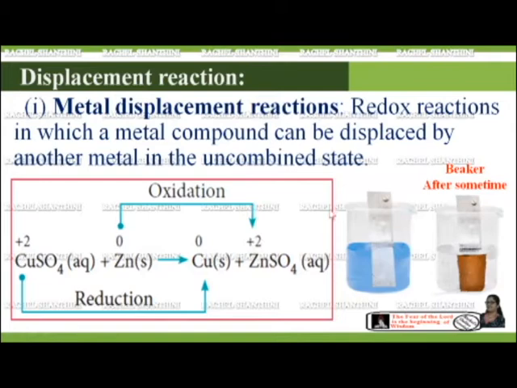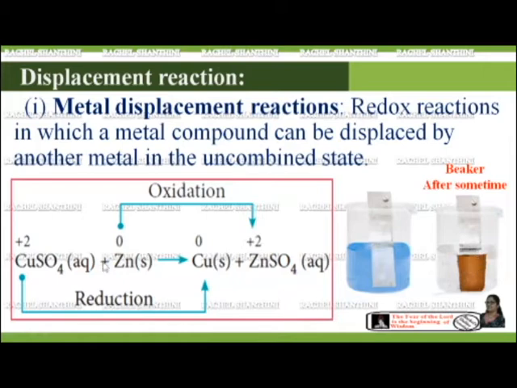Here you could see a beaker containing a blue color solution, which is nothing but copper sulfate solution. Place a zinc metal strip in this beaker. After some time, this blue color solution disappears. This you could see in this picture. This indicates zinc displaces copper from copper sulfate and forms zinc sulfate solution. You could see a brown deposit on the metal strip, and this indicates copper gets deposited on this metal strip.